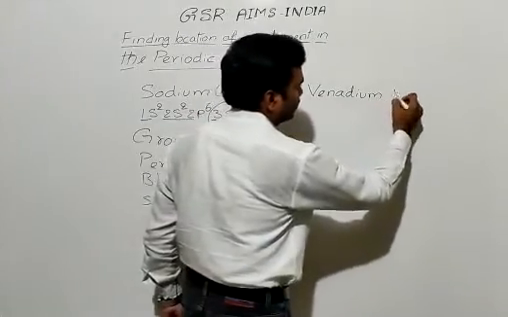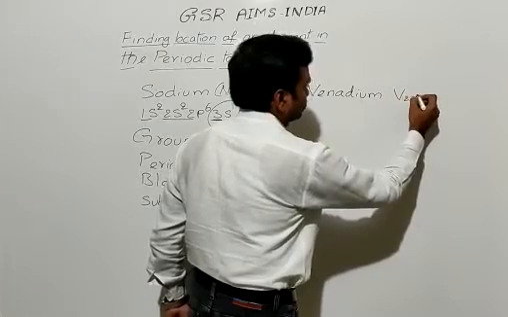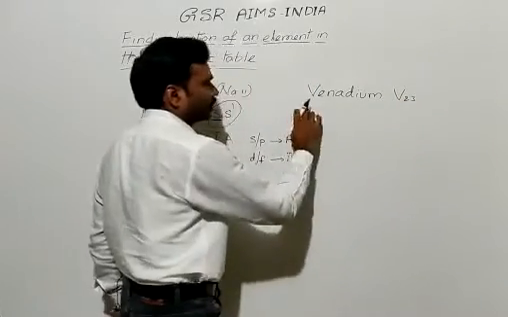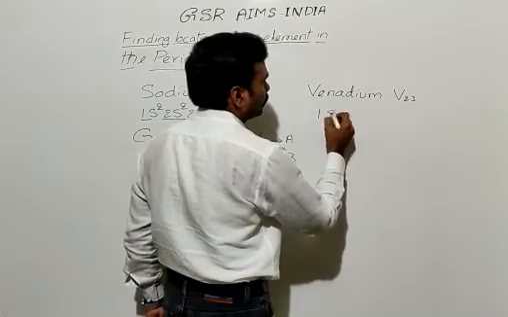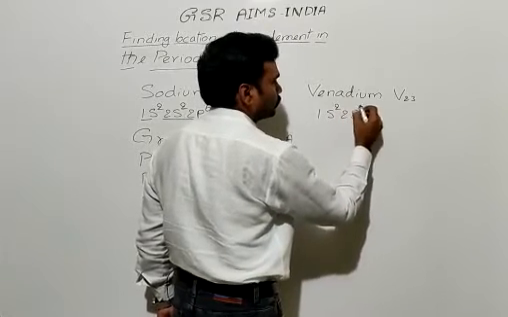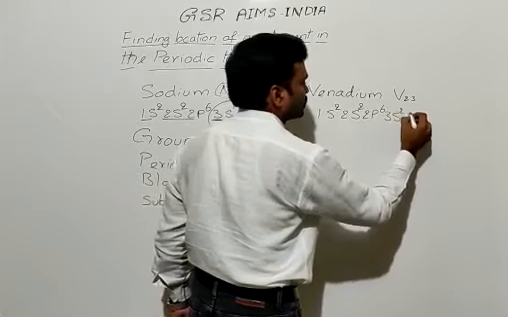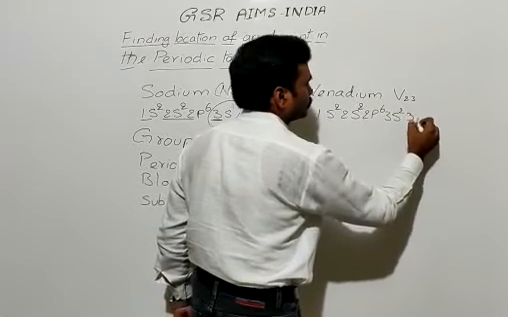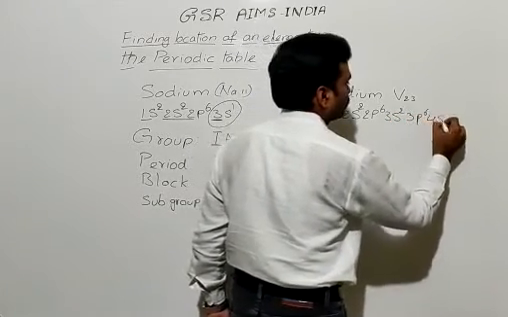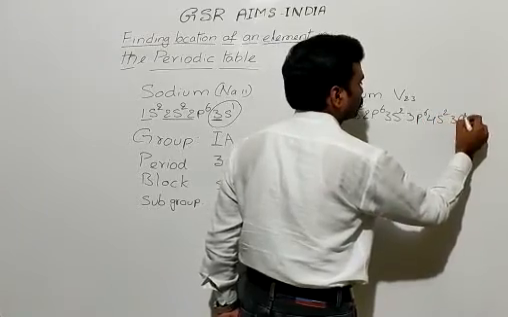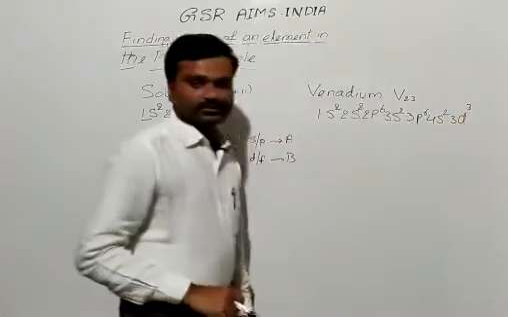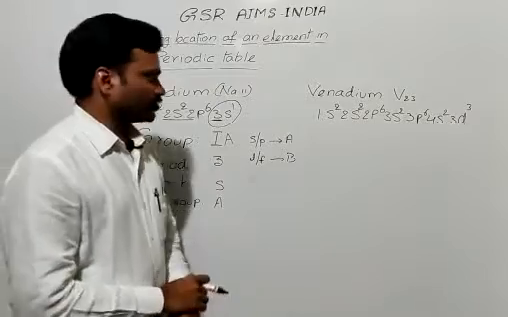We know its atomic number is 23. Let us find its configuration first of all. 1s2, 2s2, 2p6, 3s2, 3p6, 4s2, 3d3. This is the electron configuration of vanadium, as we know.